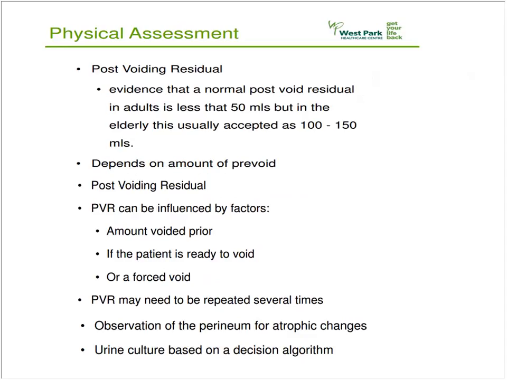So there's a history piece in terms of the questions that you ask and the detail that you get from the patient, and then there's a physical assessment piece. And so one of the important pieces is a post-void residual. And this depends on the amount of the pre-void. So you want to use a urine hat and get a measured pre-void, and then you get a post-void residual, optimally if you have a bladder scanner or by an in-and-out catheterization.